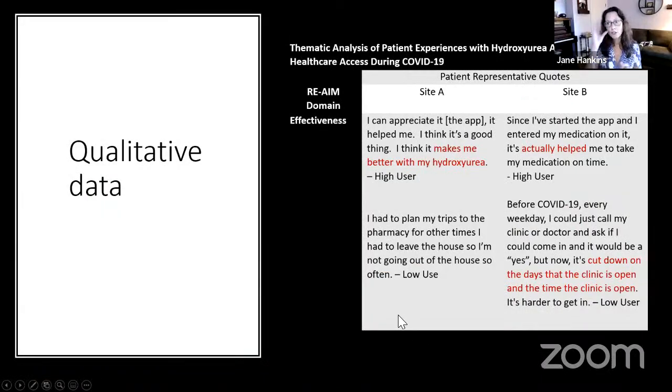And the qualitative data supports us. So this is a mixed method analysis that we did that shows in both sites, despite the fact that there was lockdown, they were distant from their providers. In site A, it made them use hydroxyurea. They say, it helped me. But in site B, where the lockdown was longer, they said it helped me, but it was so hard because the clinic wasn't open, and it's hard to get to my provider. So they clearly stated the barriers of the change in the context.